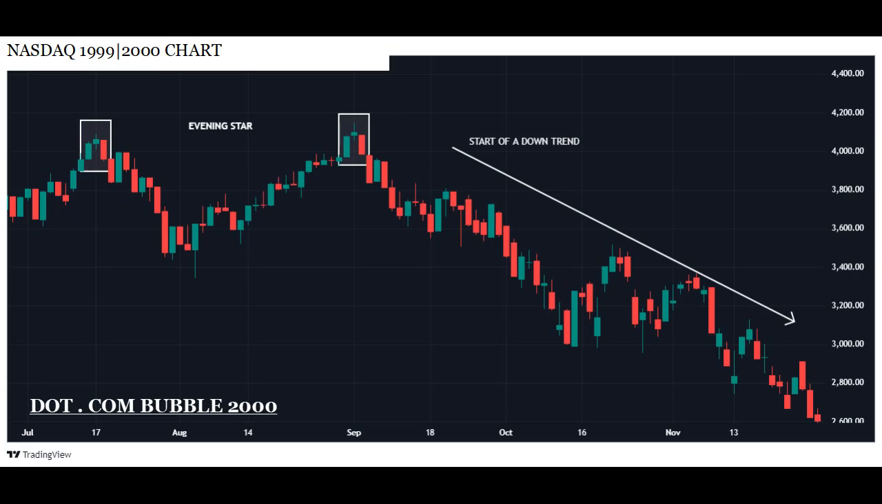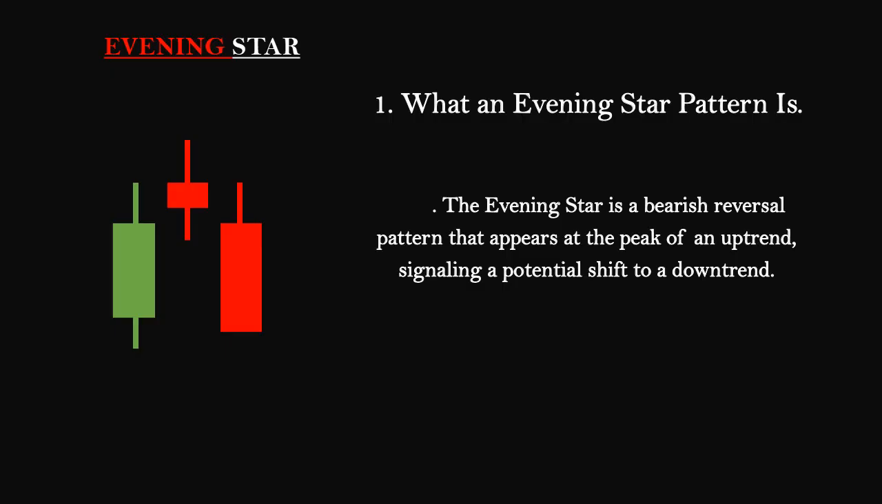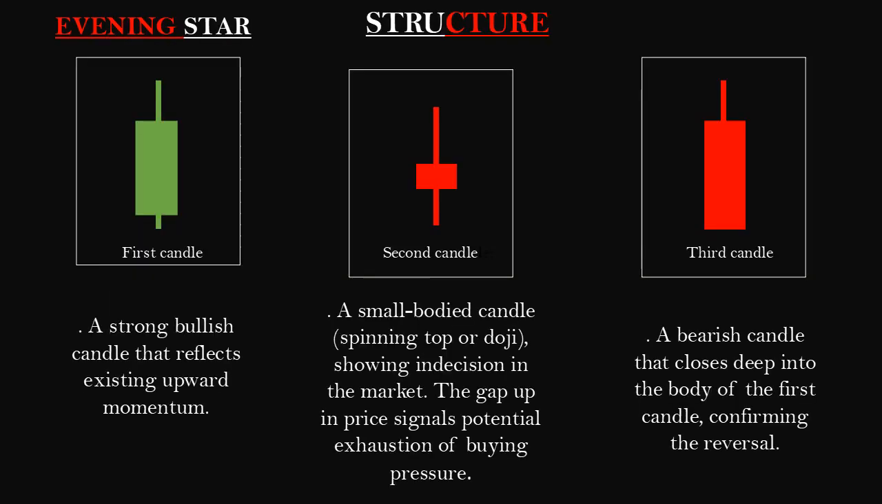Now that we've explored the historical context and real-world examples, it's time to shift our focus to explaining what these patterns are in Forex. What is the evening star pattern? The evening star is a bearish reversal pattern that appears at the peak of an uptrend, signaling a potential shift to a downtrend, and it comprises three candles.